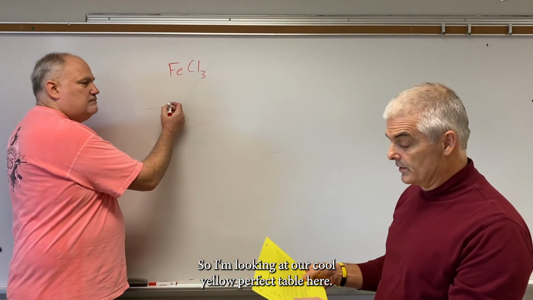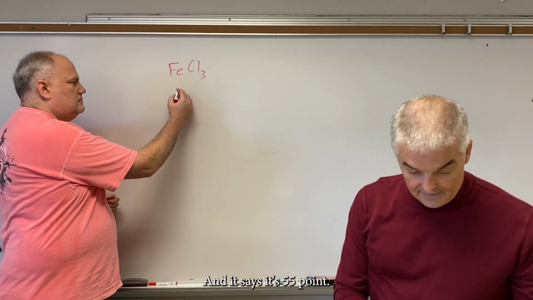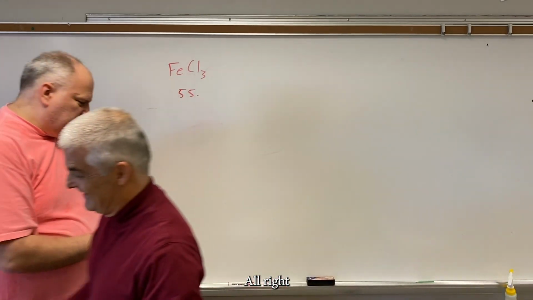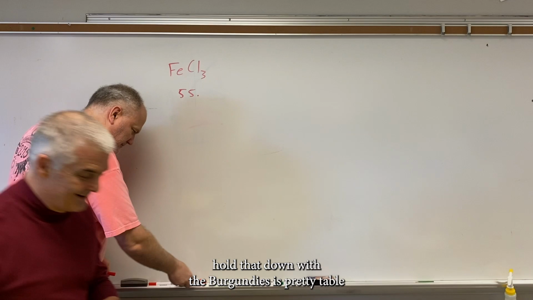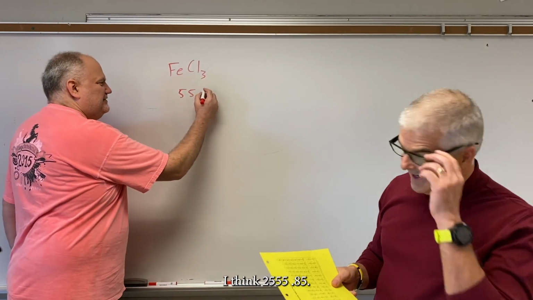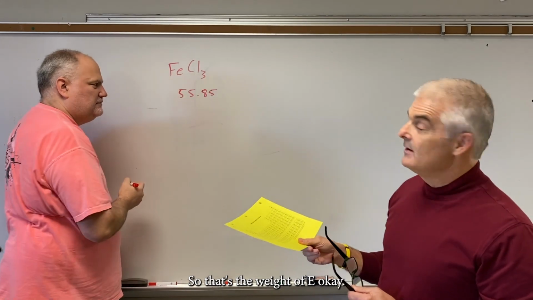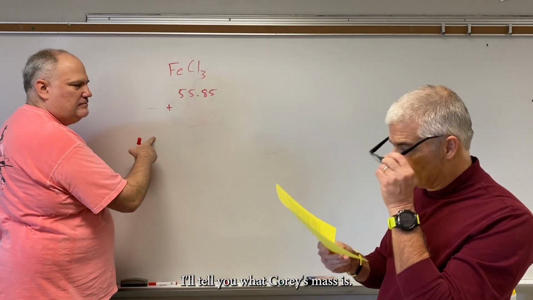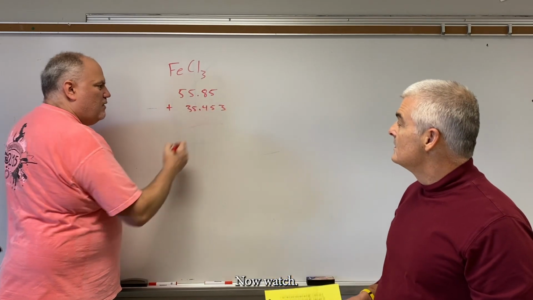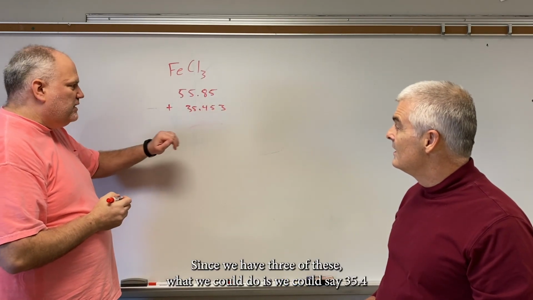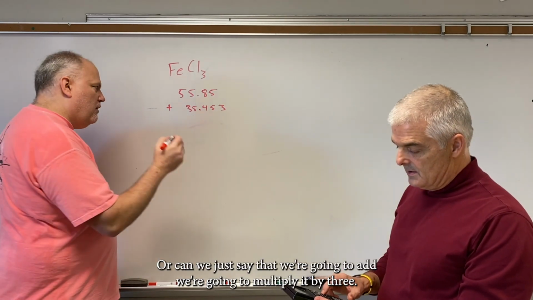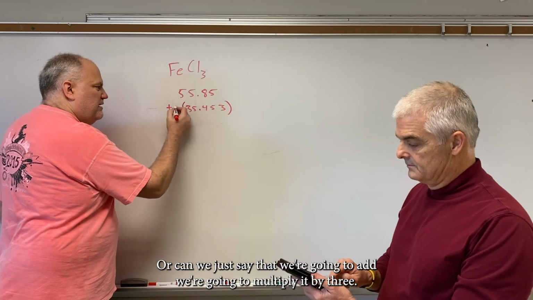I'm looking at our cool yellow periodic table here, and it says it's 55 point... This is what happens when you get old. Hold that thought, I need my periodic table. I think it's 0.85. 55.85. So that's the weight of Fe. But we have chlorine. Chlorine's mass is 35.453. Since we have 3 of these, we could say 35.453, 35.453, and 35.453, or we can just multiply it by 3.